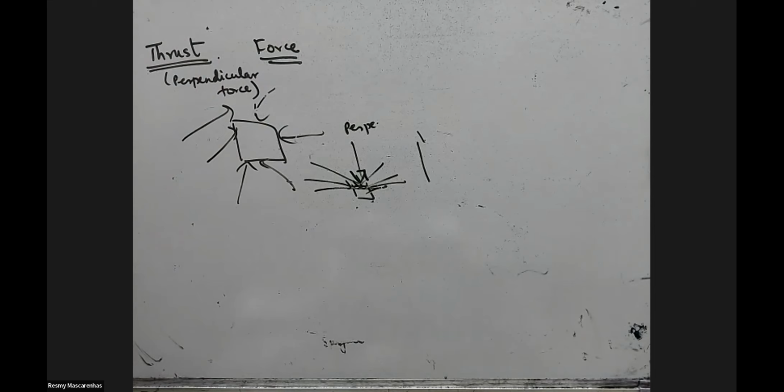Okay, a liquid in equilibrium has a fundamental property that it exerts a force on any surface in contact with it, and this force acts perpendicular to the surface. The total force exerted by a liquid on any surface in contact is called the thrust of the liquid.